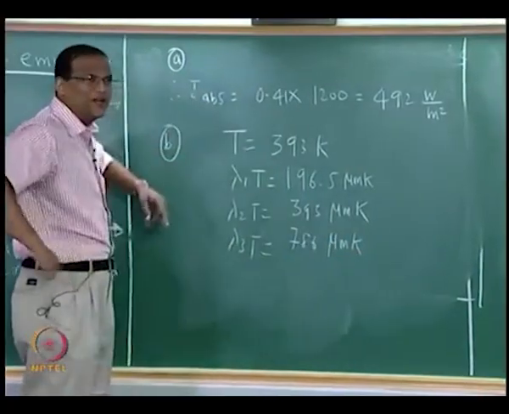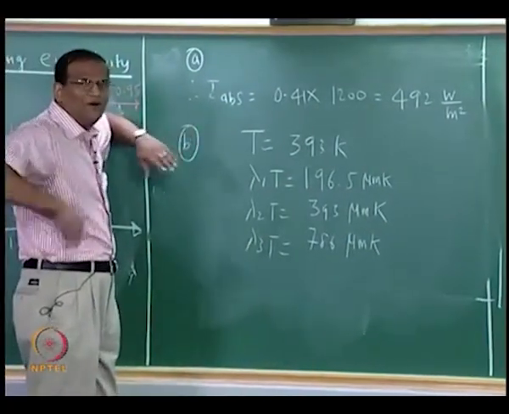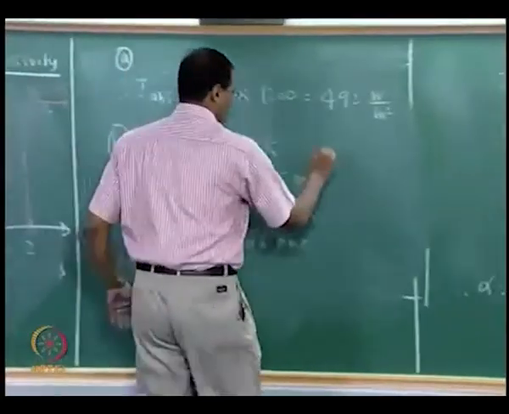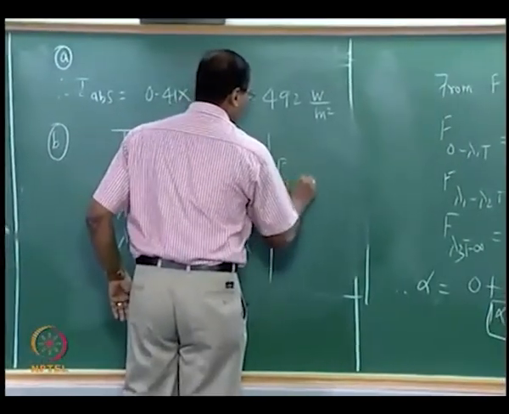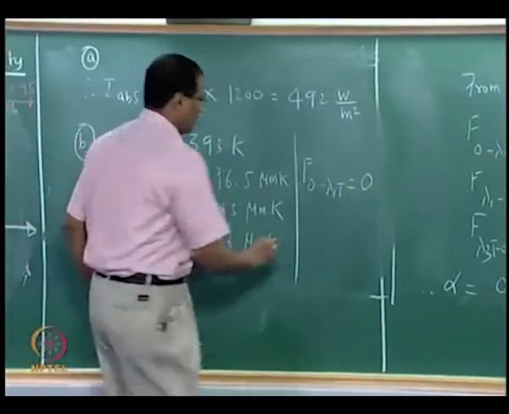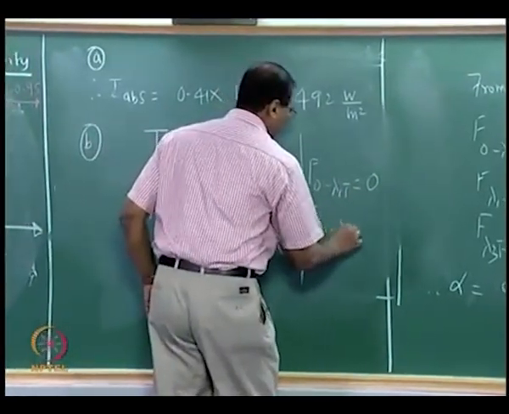I think all are 0, right? All are 0, the last one is having some trouble. Okay, now F of 0 to lambda 1 T is 0? Oh. F of lambda 1 to lambda 2?